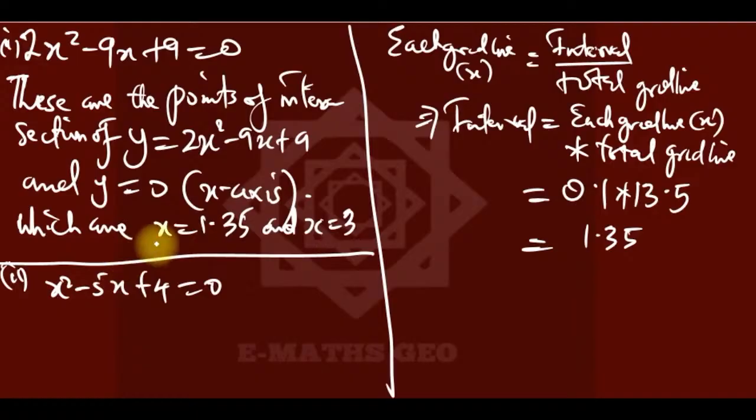So what do I notice? The first one has 2. That's the coefficient of x squared is 2. But what we have here is x squared. So we multiply both sides by 2. So let's start. 2 times x squared is 2x squared. 2 times that is minus 10x. 2 times 4 is 8 equal to 0. And the first one has minus 9x, so I have 2x squared.